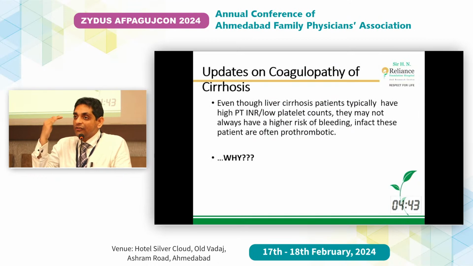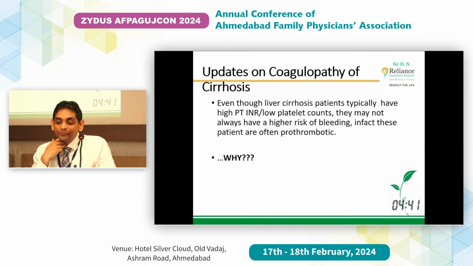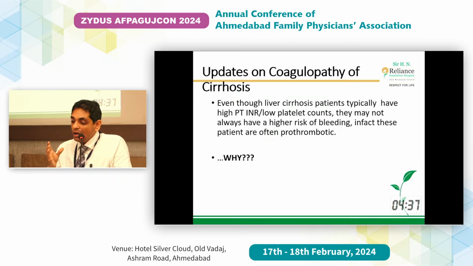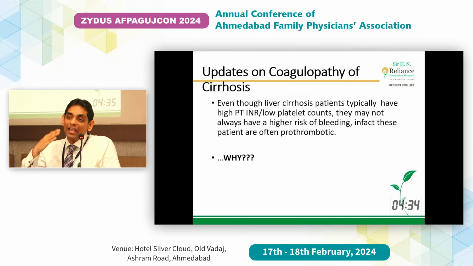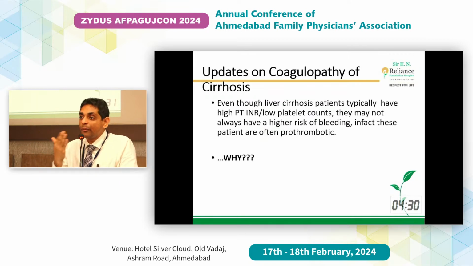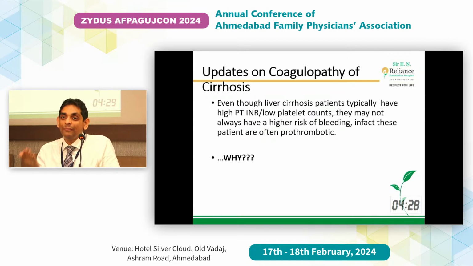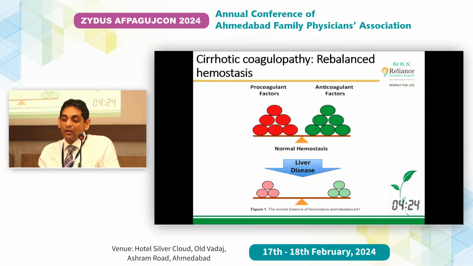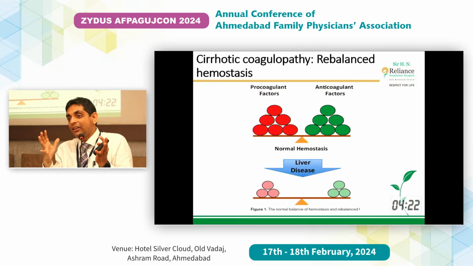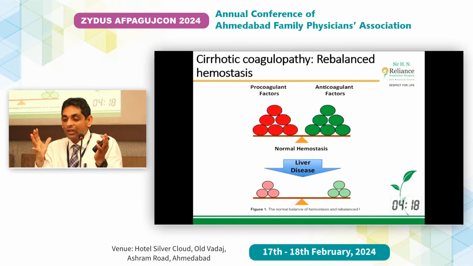As we discussed in the first part of the talk about low platelets, the most important part in liver cirrhosis is coagulopathy. All our liver patients have very high INR and very low platelets. But you will be surprised, we have more patients of portal vein thrombosis than patients coming to us with GI bleeding. Why do we say so? Because God has made the liver in such a way that there is a balance between anticoagulation and procoagulation. So we call it a balanced circulation.